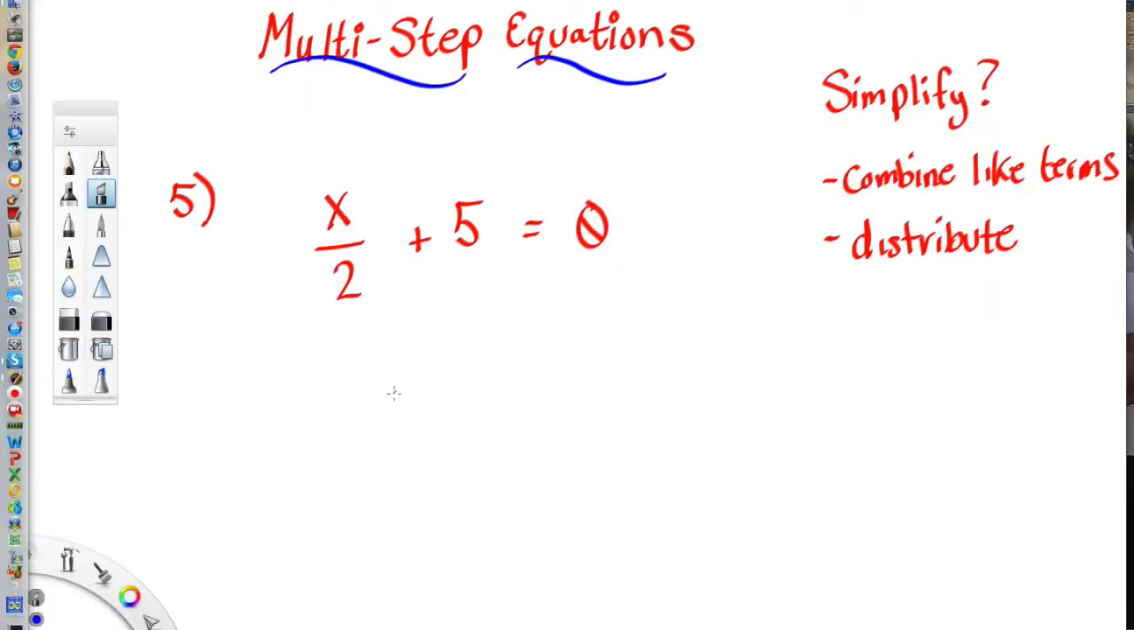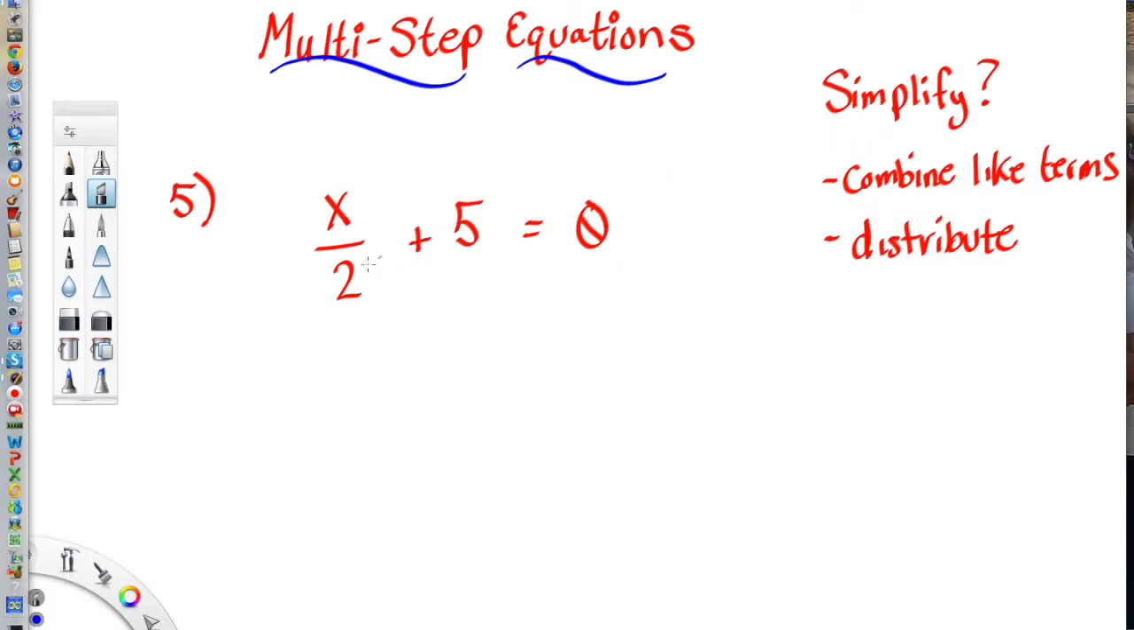Now let's look at number 5 of our homework. We're still on the front side. I always check this. I can clearly see that more than one operation is being performed on the variable, so I have a multi-step equation. I ask myself, can I simplify? Well, are there any common terms that I can combine? No. Is there any distribution? No. So you can't always simplify.